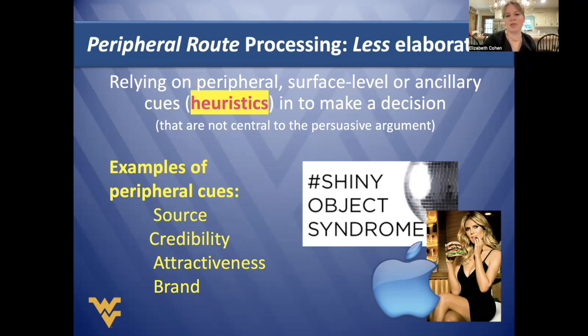Shiny object syndrome is a great way of saying this. It's like, ooh, it's shiny, it must be good, right? Like the Heidi Klum eating a big burger ad. That makes no sense at all, because she doesn't look like she eats that hamburger, but it doesn't really matter, because a peripheral route would just be like, hamburger good, Heidi Klum attractive. Whatever, I'm going to buy hamburgers to look like Heidi Klum.